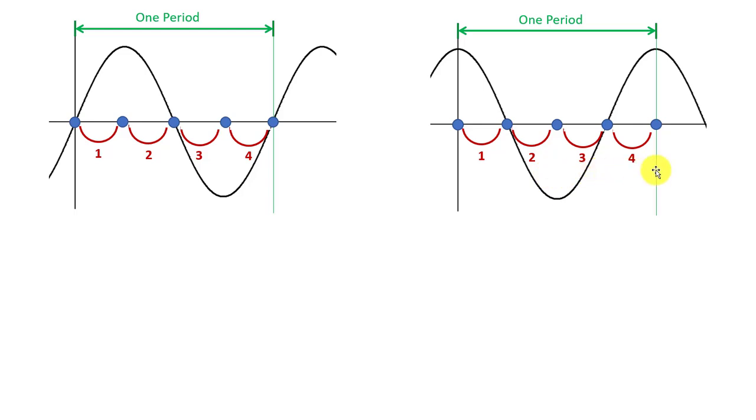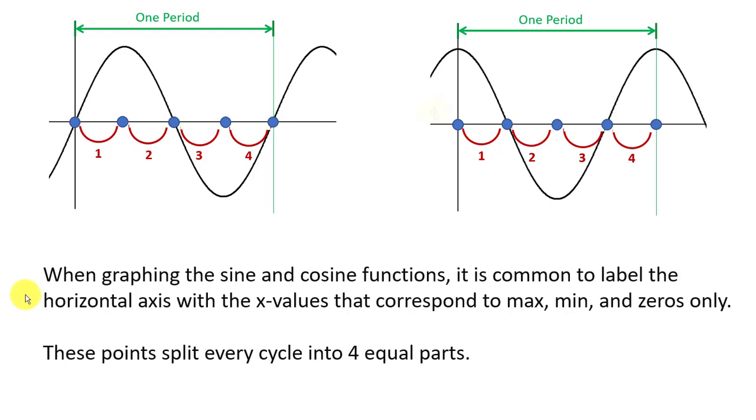And the truth is that we can generalize this property. Important points of a graph within one period, and I'm talking about minimum, maximum, and 0 points, always subdivide one cycle into 4 equal parts. And that's something that we're going to use for graphing purposes. When graphing the sine and cosine functions, it's common to label the horizontal axis only with the x values that correspond to maximum, minimum, and zeros. And the key idea is that these points split every cycle into 4 equal parts. So this will help us to find values that we'll need to label the horizontal axis with.